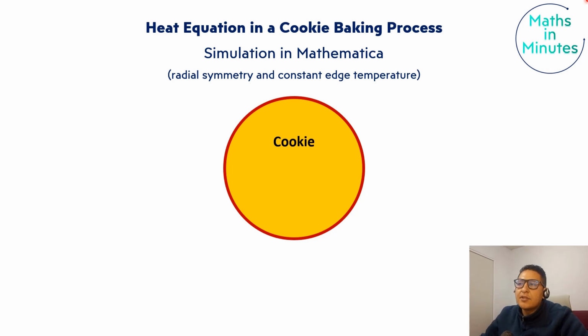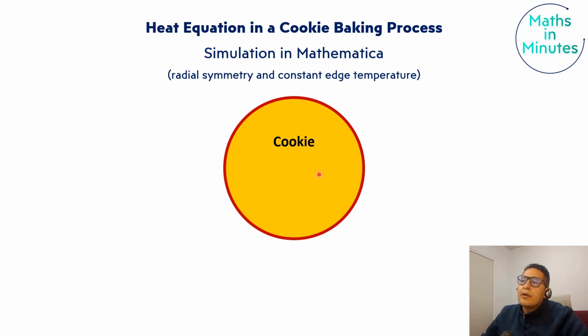Hello, today I will show you how to implement a specific partial differential equation. I am taking the heat equation in a cookie baking process as an example, and the simulation will be performed in Mathematica. Of course, I will share the code here in the description of the video, and the assumptions are radial symmetry and also constant edge temperature.